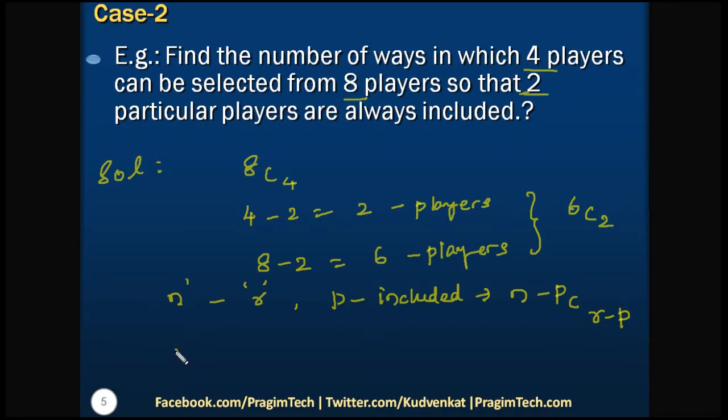If the scenario changes to: out of n objects, we want to select R objects such that P objects should always be excluded, that means now the total number of objects is reduced by P, that is n minus P, out of which we have to select R objects. So it is n minus P C R.